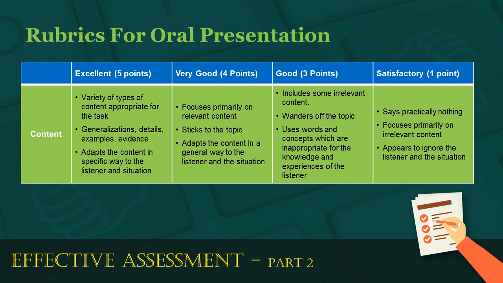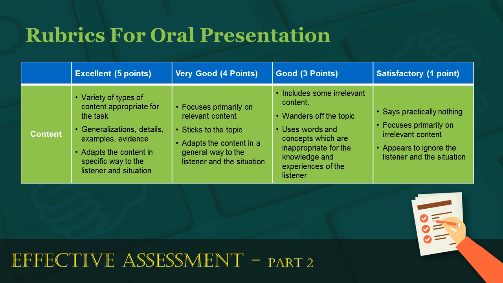Rubrics for oral presentation. The next 4 slides give the rubric for an oral presentation. Here, the task description is oral presentation. The performance levels are classified as excellent, very good, good and satisfactory. The corresponding scale points are 5, 4, 3 and 1. In the slide, we can see the first component, content, and the rubric specified for each performance level.